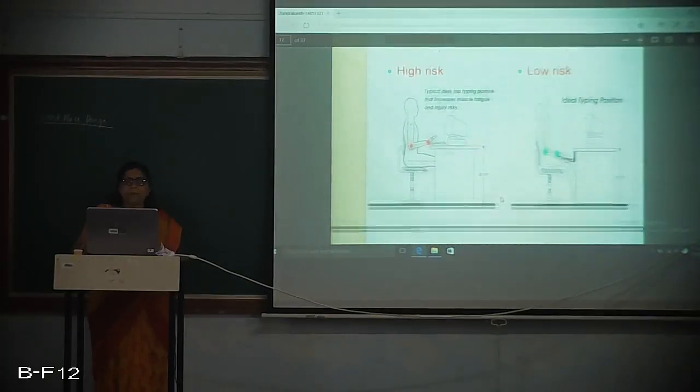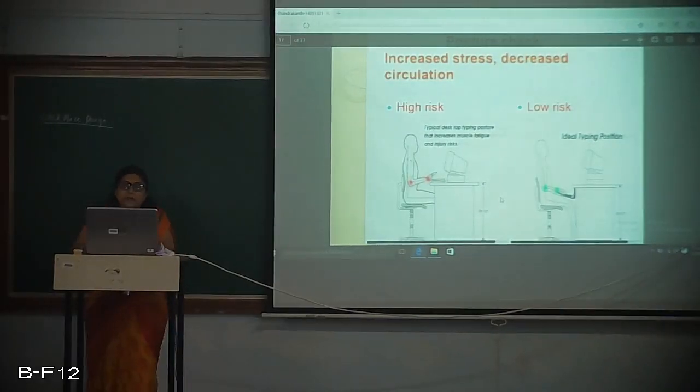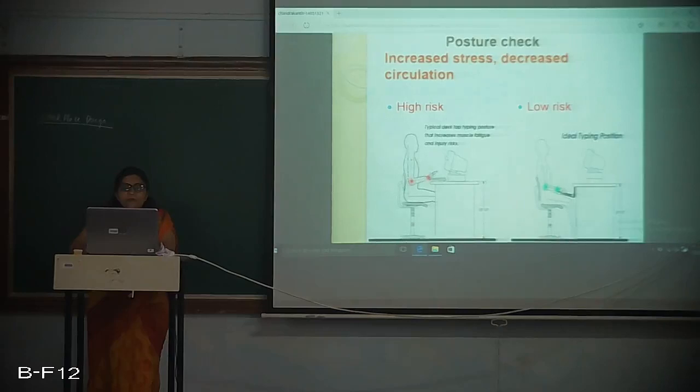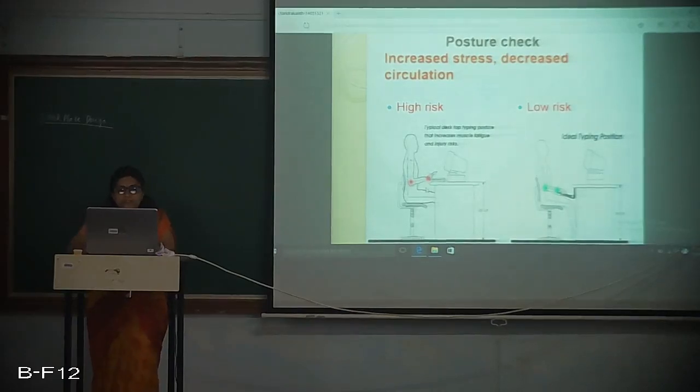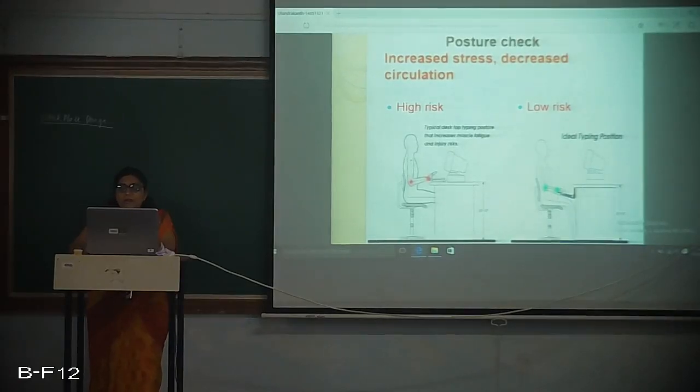this is the body posture I showed you. It increases the stress and decreases the circulation. High risk is involved here, as you can see the posture of the person who is sitting on the chair, posture of his arm, forearm, and his wrist and the elbow joints are getting pain or stress. Here, this is the best way, the ideal typing position. This is an example.